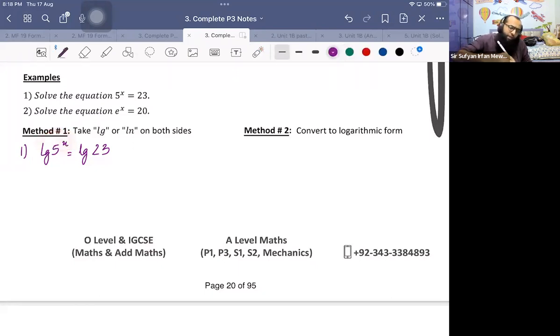So we are going to write like this: x LG 5 is equal to LG 23. So from here, x will be equal to LG 23 upon LG 5. So if we are going to calculate it, LG 23 upon LG 5.